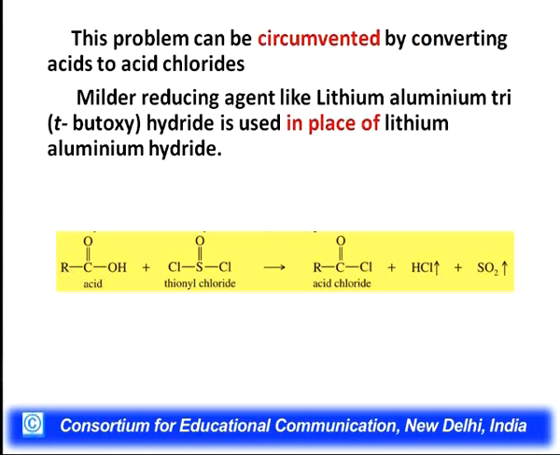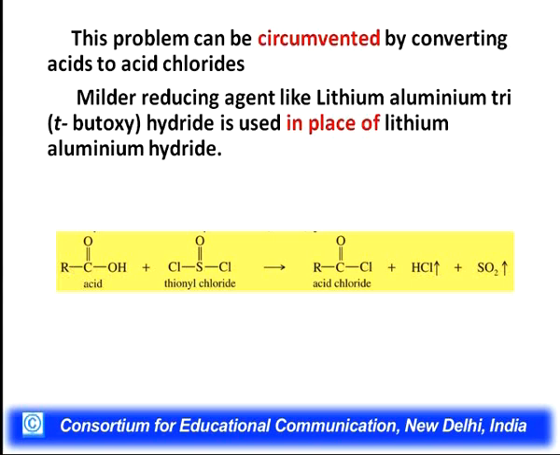If you compare lithium aluminium hydride with lithium aluminium tri-tertiary butoxyhydride, what we find is that lithium aluminium hydride is a smaller reducing agent. There is no steric hindrance. But lithium aluminium tri-tertiary butoxyhydride is a bulky reducing agent. So when we have a bulky reducing agent, the reaction will stop at the aldehydic stage.